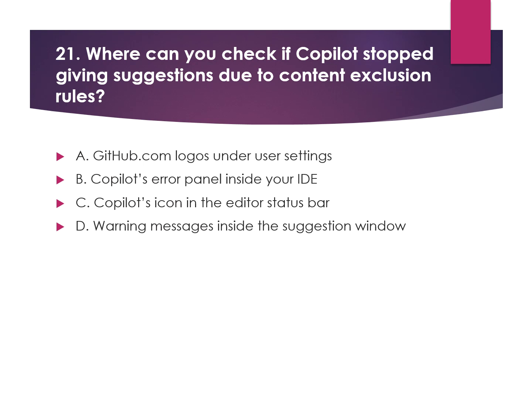21. Where can you check if Copilot stopped giving suggestions due to content exclusion rules? A. GitHub.com under User Settings. B. Copilot's error panel inside your IDE. C. Copilot's icon in the editor status bar. D. Warning messages inside the suggestion window.